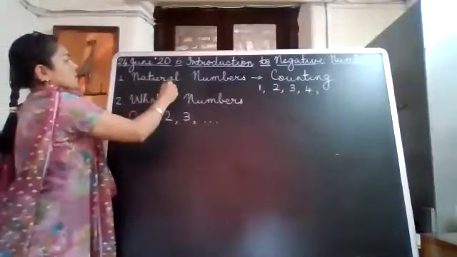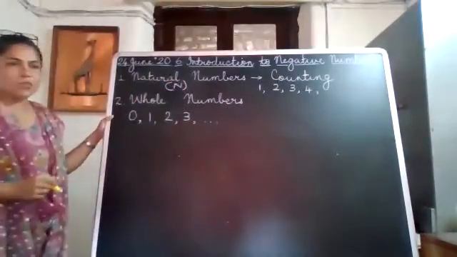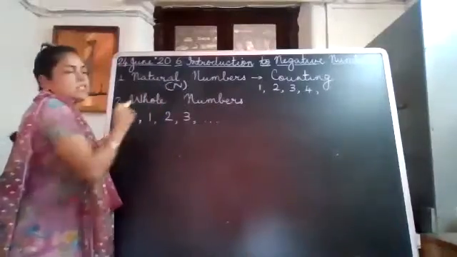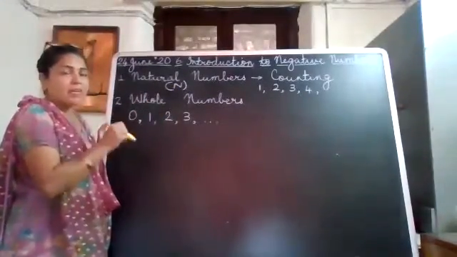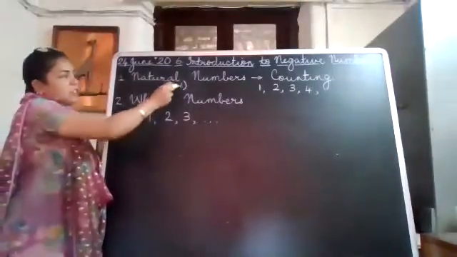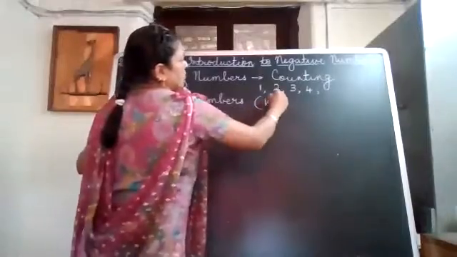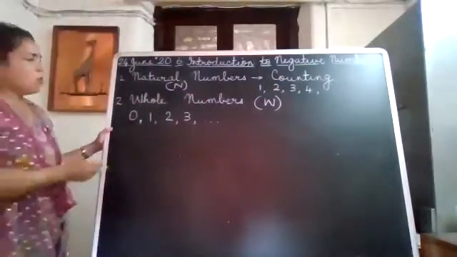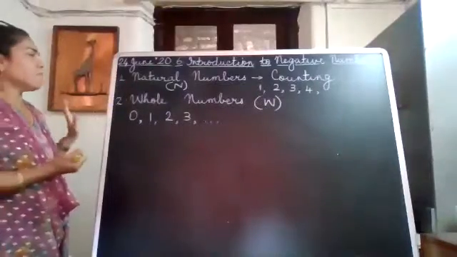Now natural numbers are denoted by a capital N. So if I simply say a capital N or you see a capital N somewhere, it means that we are referring to natural numbers. And if you see a capital W, it means we are referring to whole numbers. Okay, so that is about these.